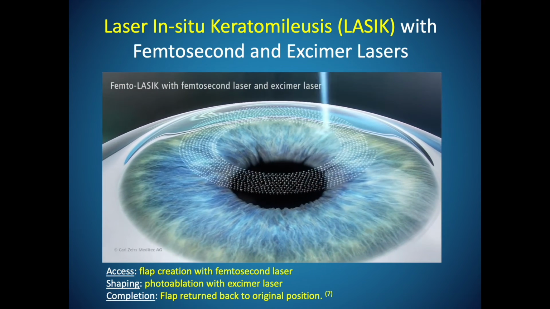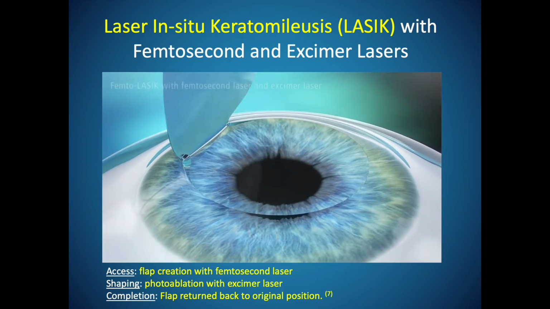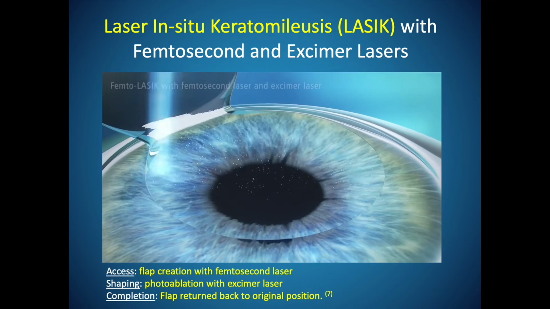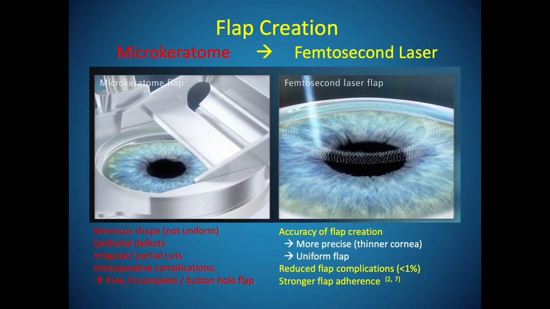The modern LASIK procedure utilises two lasers. The femtosecond laser first creates the anterior corneal flap, which is reflected out of field. This allows the excimer laser to ablate the residual stromal bed before returning the flap to the original position. Compared with conventional microkeratome, femtosecond laser offers improved safety and precision of corneal flap creation with a reduced complication rate.